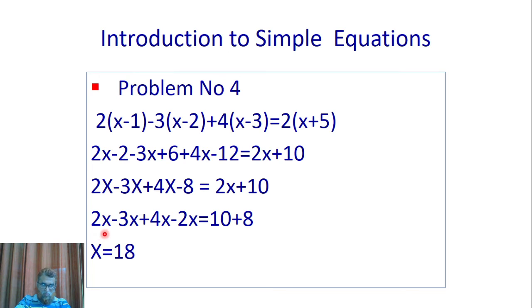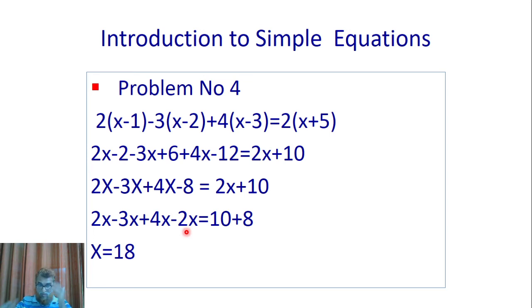So here 2x minus 3x, 5x, 5x minus 5x plus 4, see here, 2 minus 3 plus 4 minus 2, what is the value? You can just add and deduct, 2 minus 3 plus 4 minus 2, it becomes 1x.